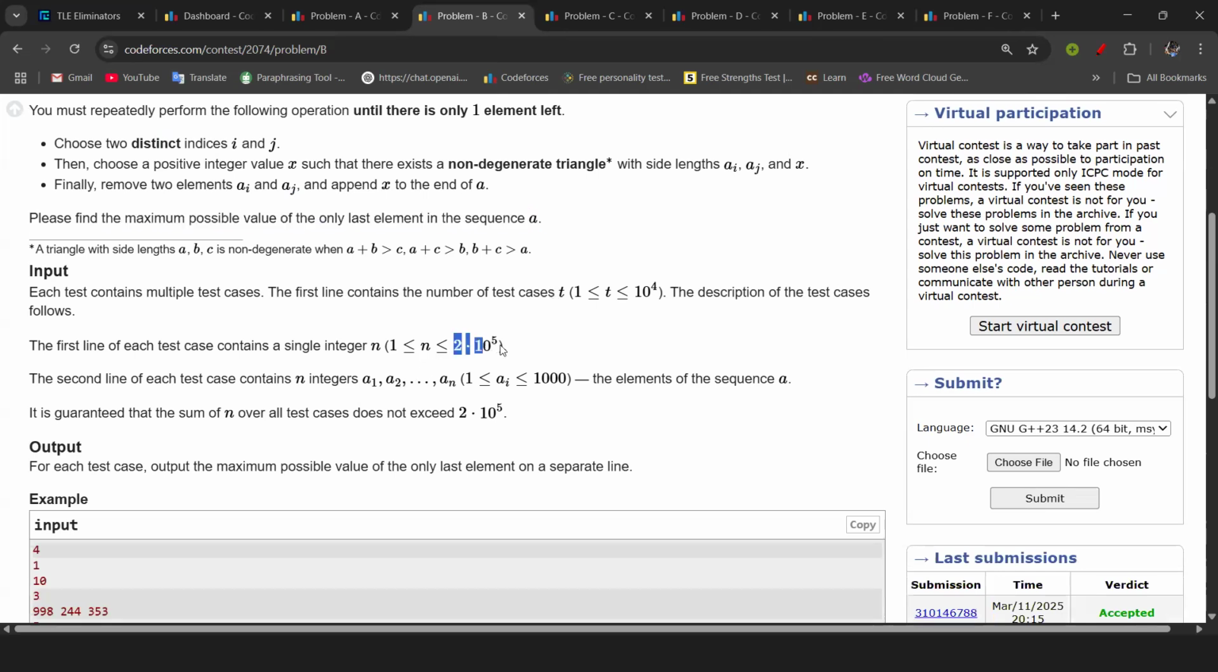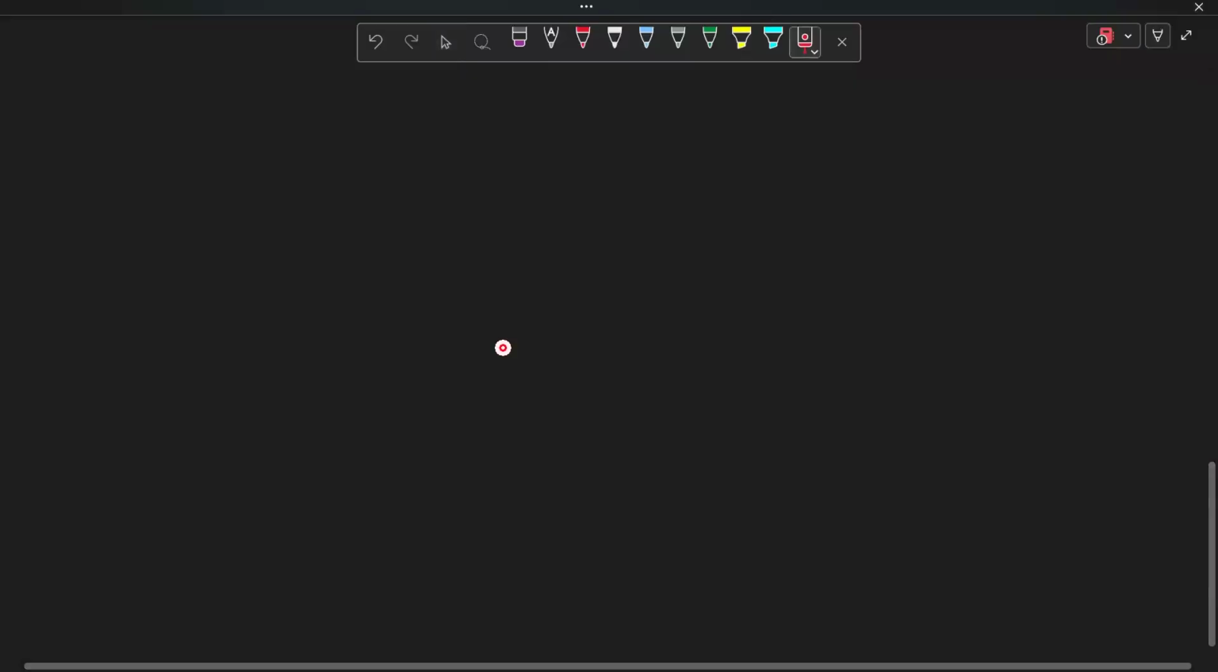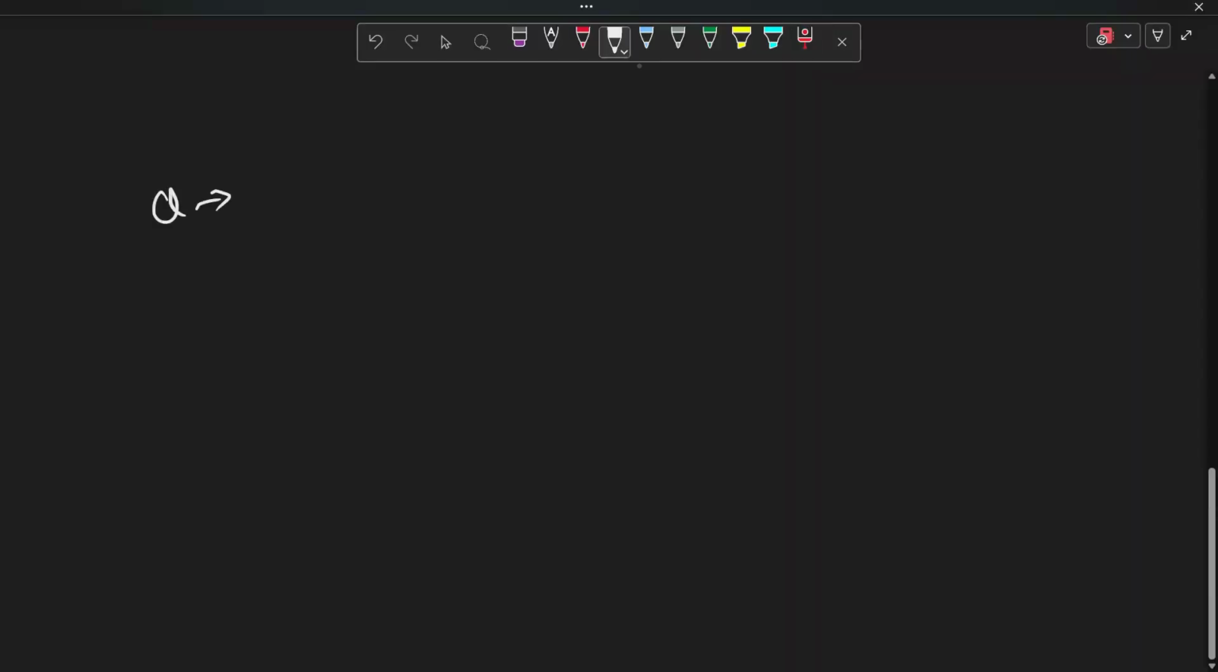Okay, so n is given up to e5. So you need to solve this in order of n or n log n max. So what the problem states is you are given an array A of size n.